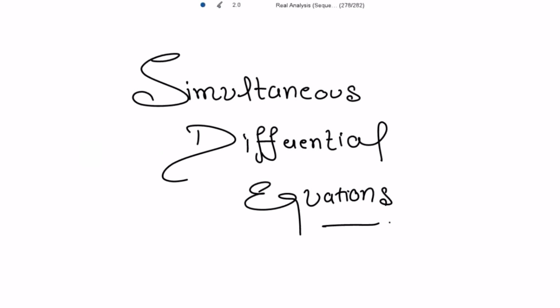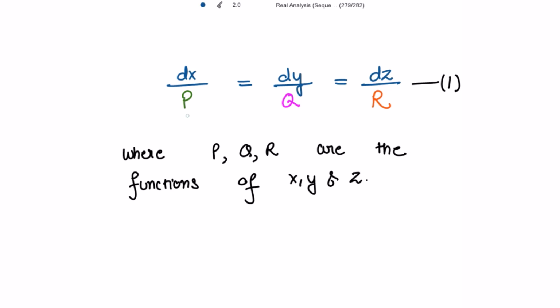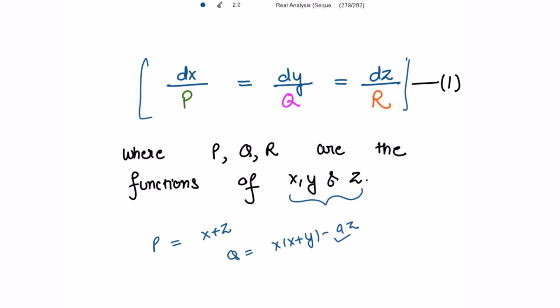To start the simultaneous differential equations. These kind of differential equations are of the form dx by P equal to dy by Q equal to dz by R. This is the format for that, where P, Q, R are functions of x, y, z. For example, P can be taken as x plus z, or Q can be taken as x into x plus y minus az, where a is a constant. So P, Q, R are functions of x, y, z, right?